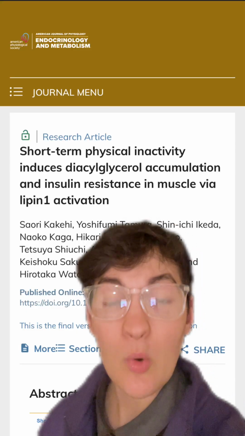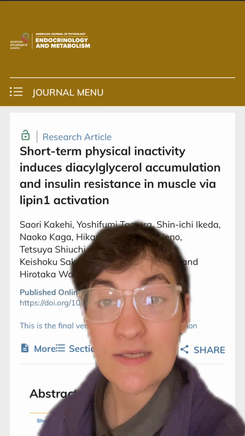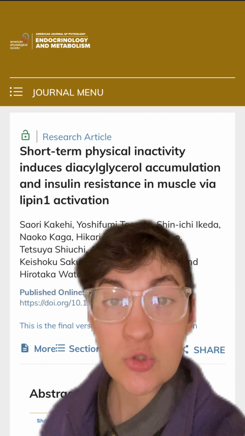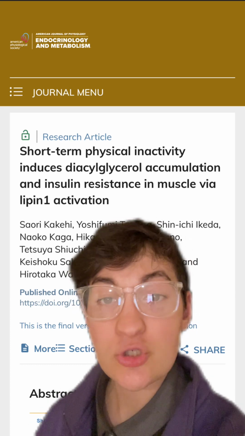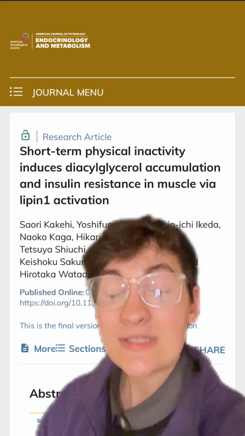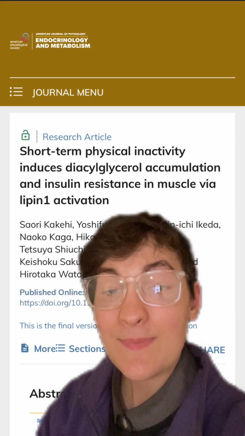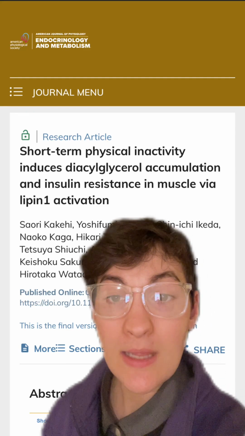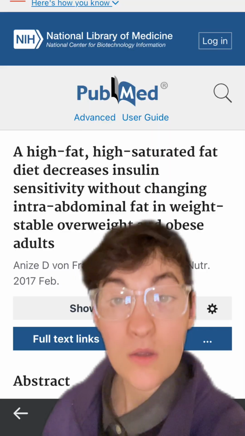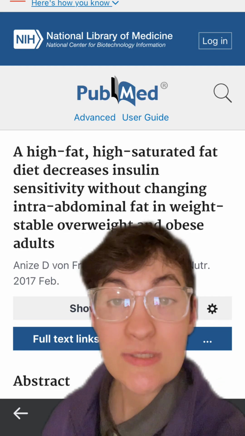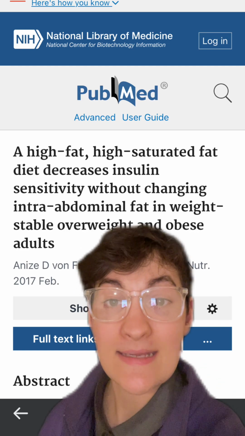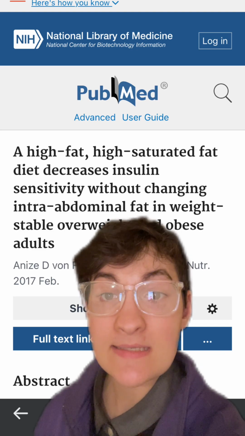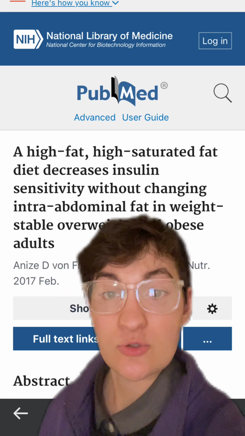The second most important factor appears to be physical inactivity, because this reduces the amount of lipids inside of our muscles that we actually metabolize and burn, which increases the amount of time that lipids stay within the muscles and can be converted into the dangerous metabolites that impair insulin signaling. With that being said, we do see that high saturated fat intake is much more strongly associated with insulin resistance than carbohydrates or unsaturated fats.